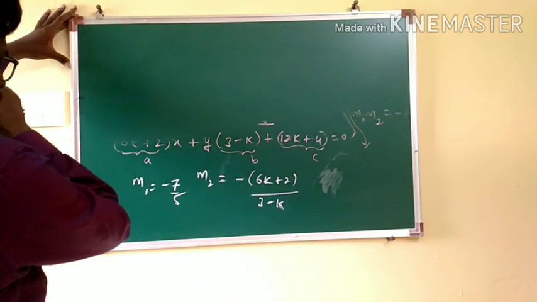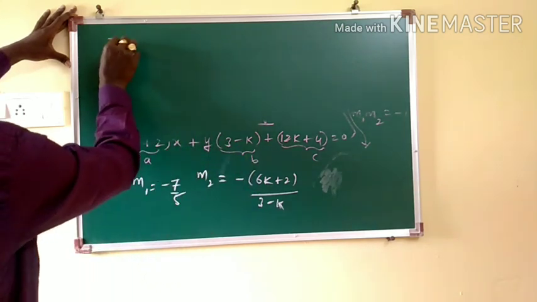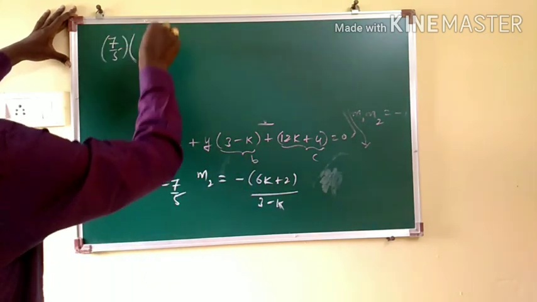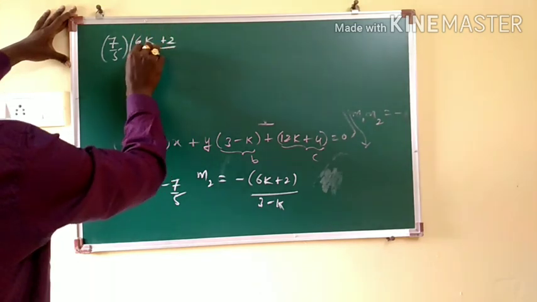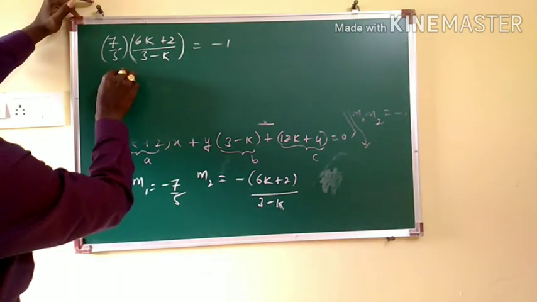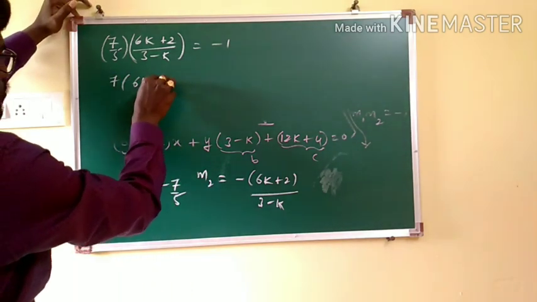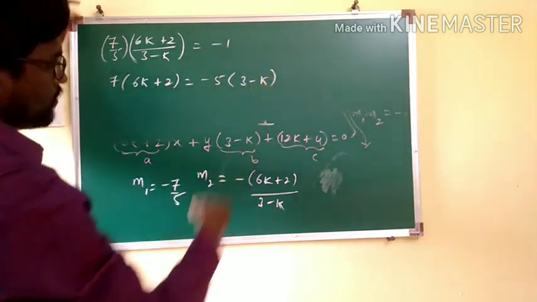Therefore, I am applying m1 into m2 equal to minus 1. Minus into minus plus, it becomes 7 by 5 into (6k + 2) by (3 minus k) is equal to minus 1. So 7 into (6k + 2) is equal to minus 5 into (3 minus k).